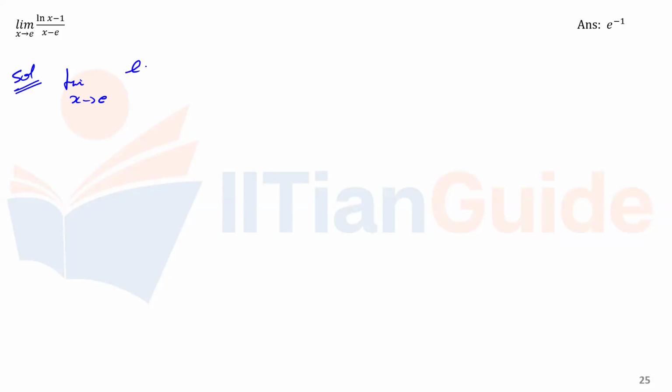Anyway, we have the question, limits x tending to e. We should know the basic things, okay. ln x, I can say that is log base e x minus 1 divided by x minus e. This is the question given to us. Quickly tell me how you will do it. Tell me another method besides L'Hospital.